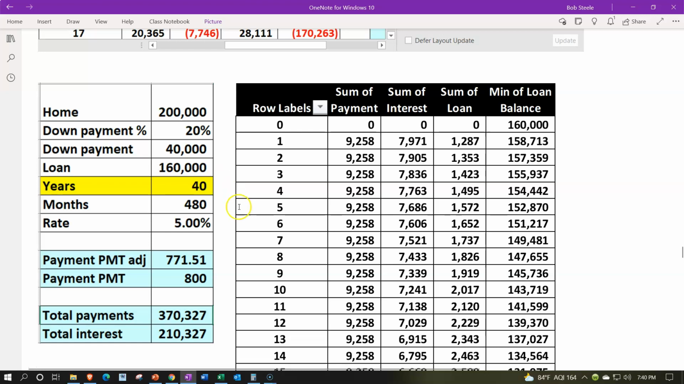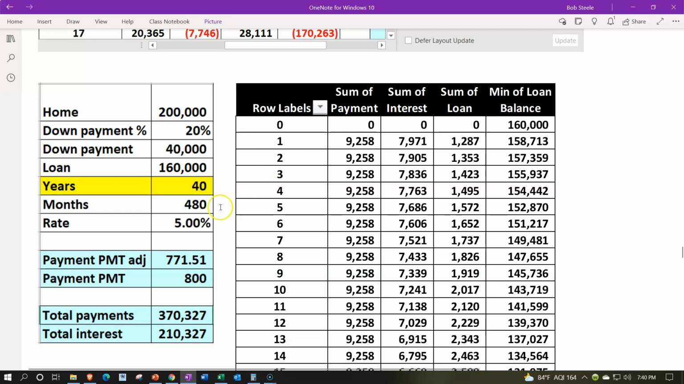And that means that the actual payment amount should be something less than what we typed in there, in this case, the 771.51, which is the amount that should be used when creating the amortization table. And then if we sum these items up and refresh our pivot table, we can see this on a year-by-year breakout. So now we're looking at the pivot table year by year instead of payment by payment.